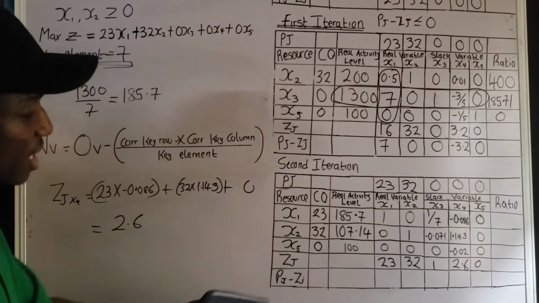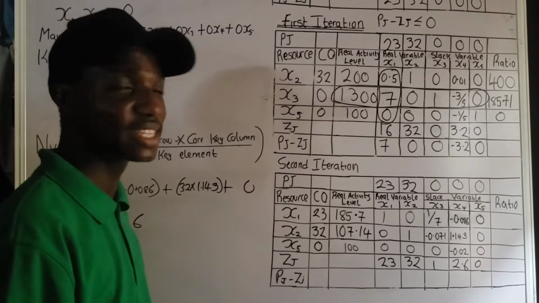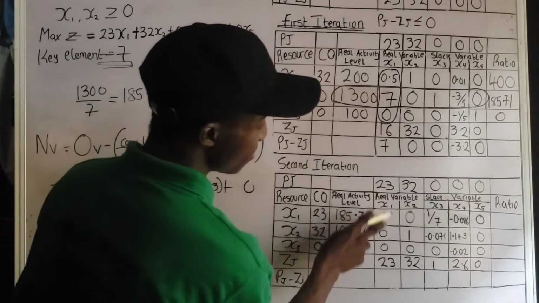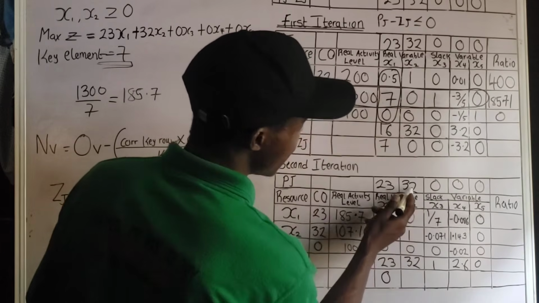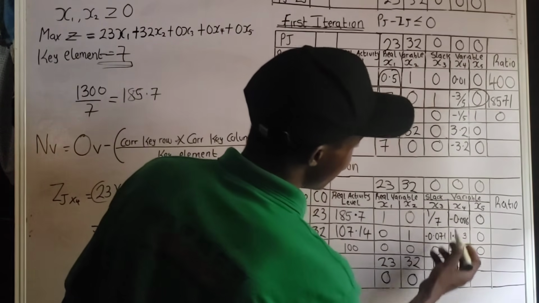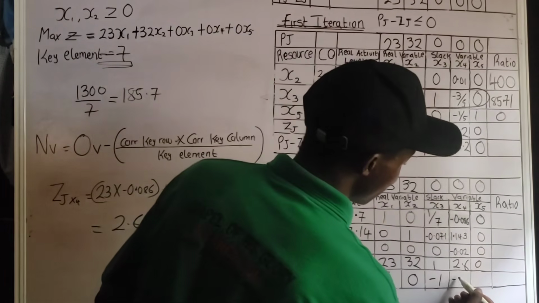0. Okay, now we can proceed to get the value of our net evaluation, which is the difference between the Pj and the Zj. 23 minus 23, that is 0. 32 minus 32, that is 0. 0 minus 1, minus 1. 0 minus 2.6, minus 2.6.